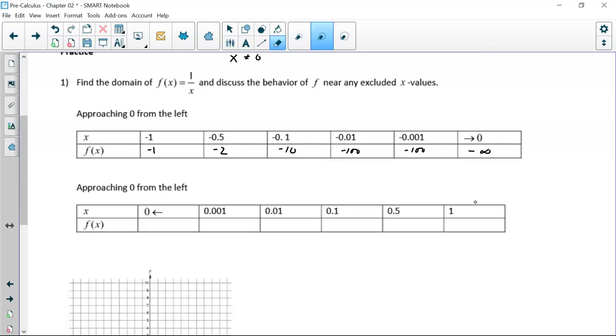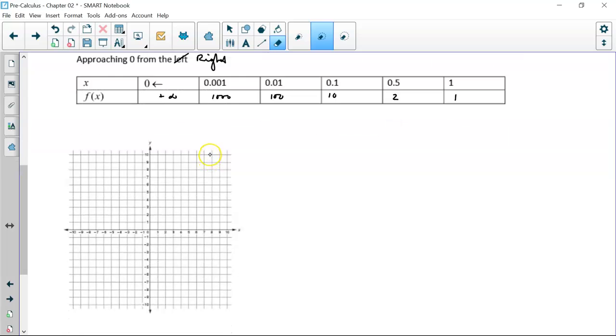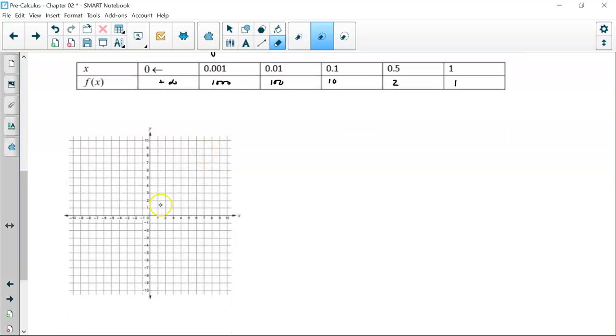As we're approaching from the right, when we divide, 1 divided by 1 is 1, divided by 1/2 is 2, divided by 0.1 it's 10, divided by 0.01 it's 100, 0.001 it's 1,000. And as we're going from the right-hand side, we're approaching positive infinity.